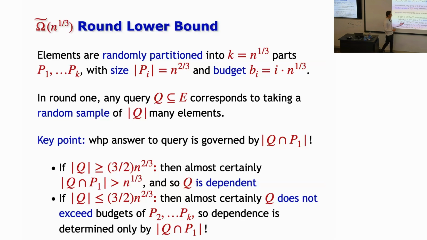And so what it's telling you is that all these other pieces, P2 through Pk, are not contributing a dependence. Whether the query is dependent will depend only on Q intersect P1. It depends only on what's happening inside your first bucket. Does that make sense? Does that give you intuition for the lower bound?